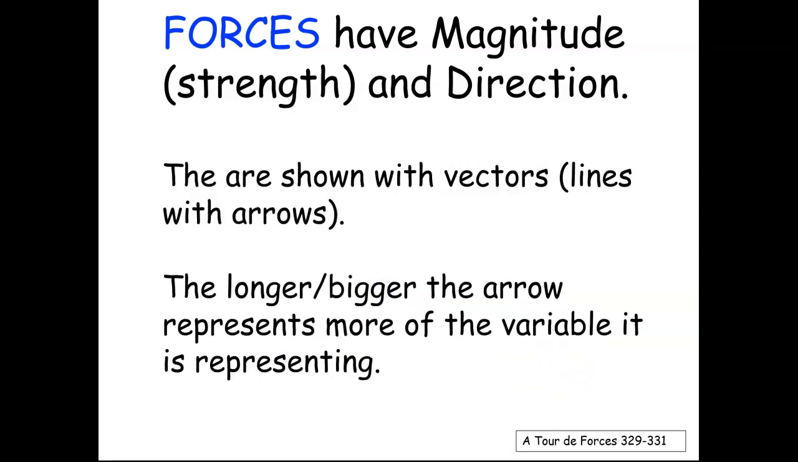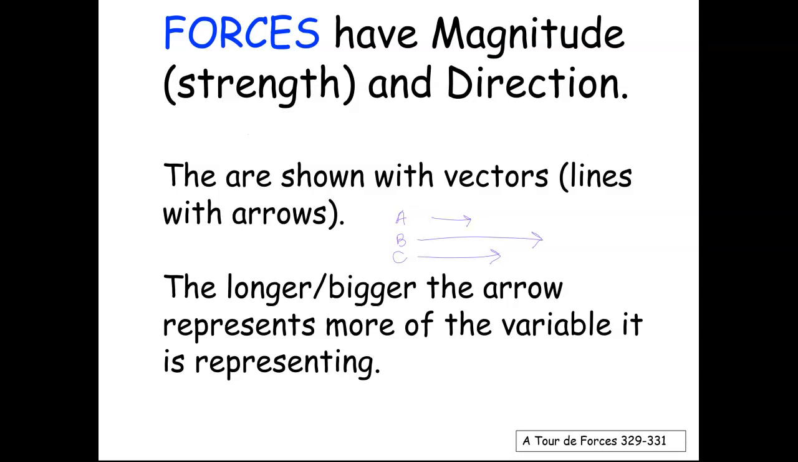So we can show magnitude using arrows, and the size of the arrow will tell you the magnitude or the strength of the force. The arrow will also tell you the direction that the force is in. So if we had some arrows, A, B, and C, we know that the size of the arrow tells us the magnitude of the force.